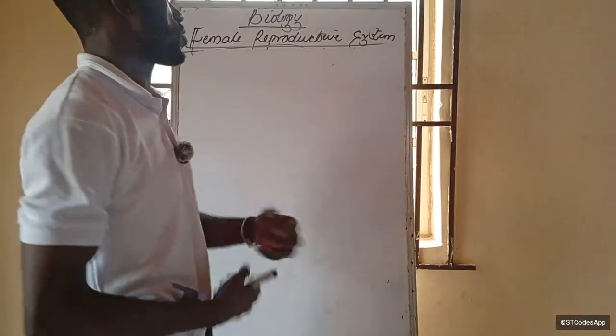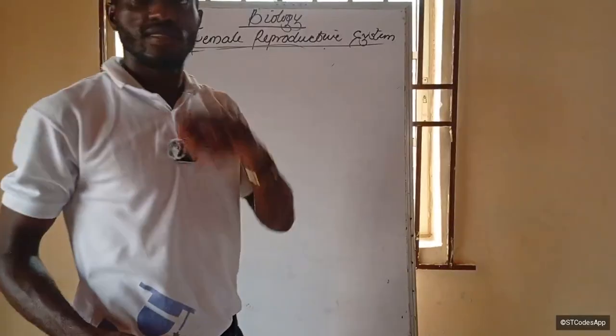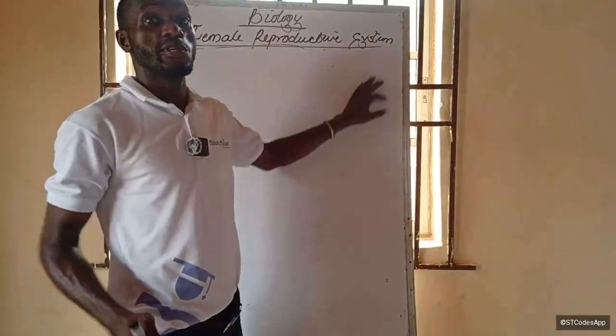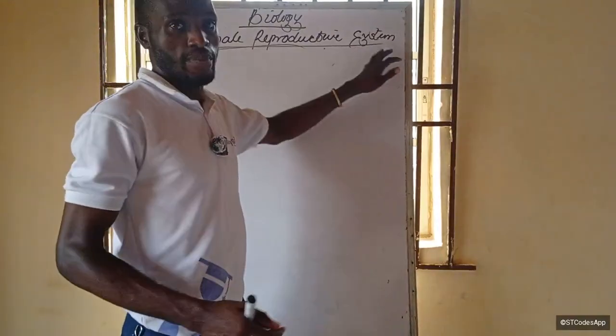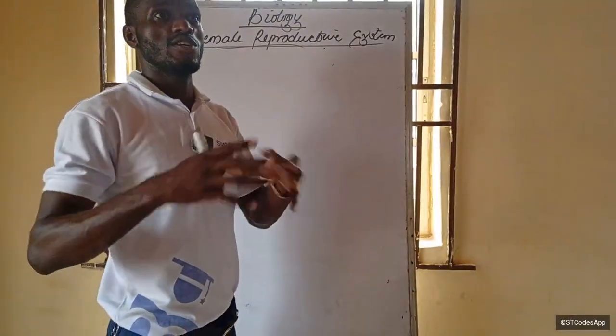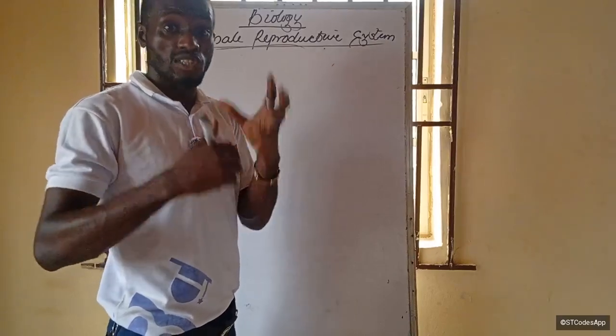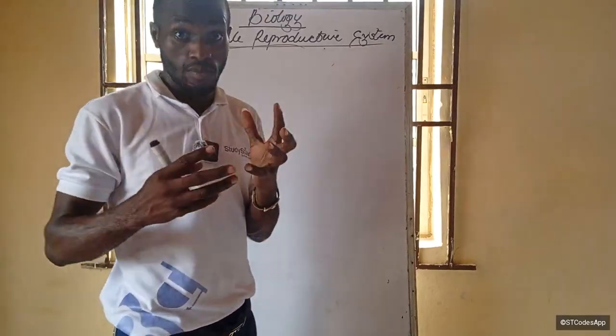Now in this video, we are going to be talking about the female reproductive system. Now let's quickly understand the meaning of the words. Now what is a system? A system is basically various organs functioning together to achieve the same function, to achieve the same aim, right?